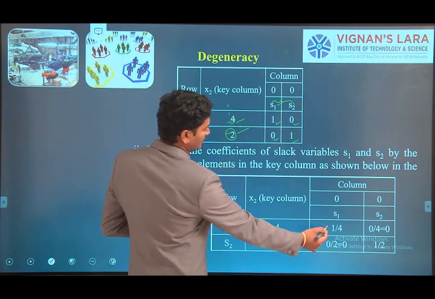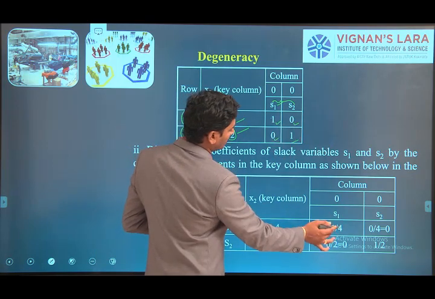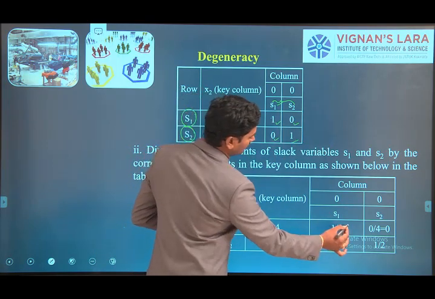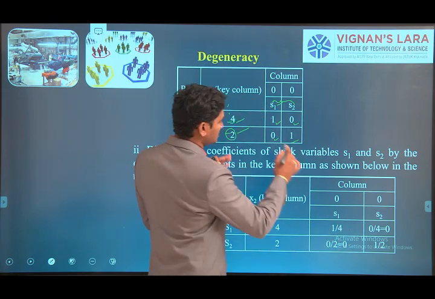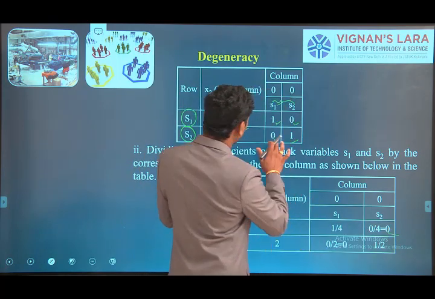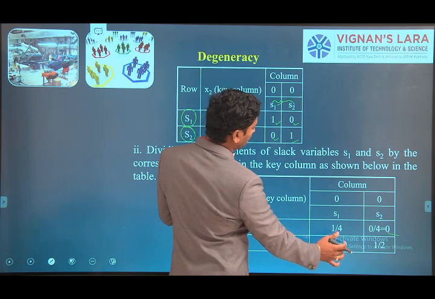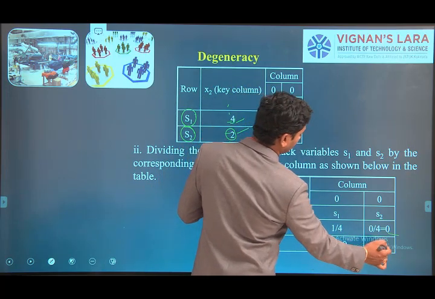Coming to the first one. What is the S1 value there? 1 by 4 is equal to 1 by 4. Next, 0 by 4 is equal to 0. Next, coming to the second row, 0 by 2 is equal to 0. Next, 1 by 2.